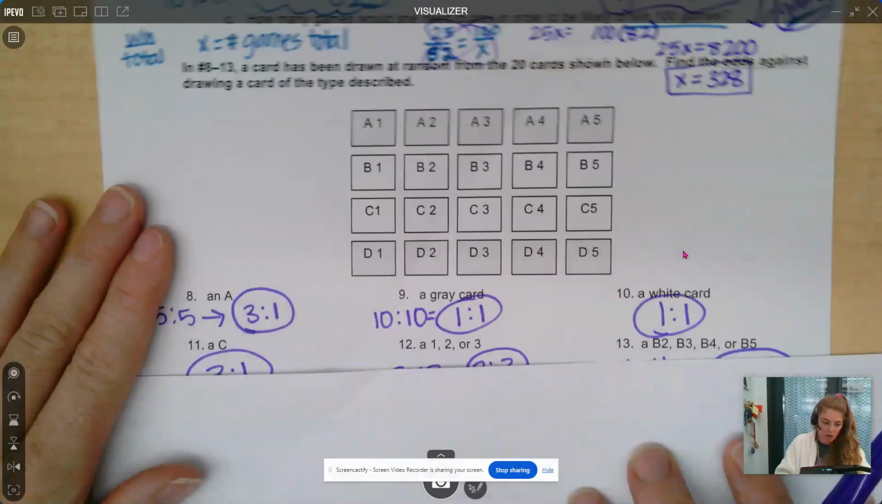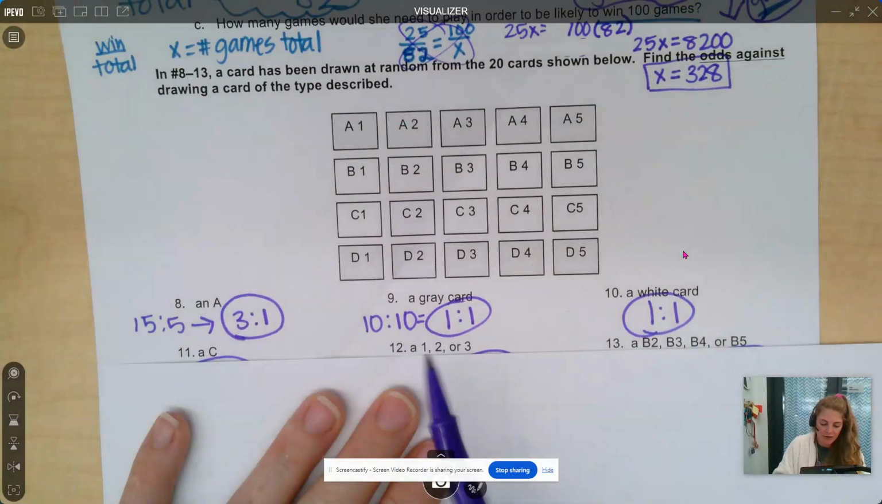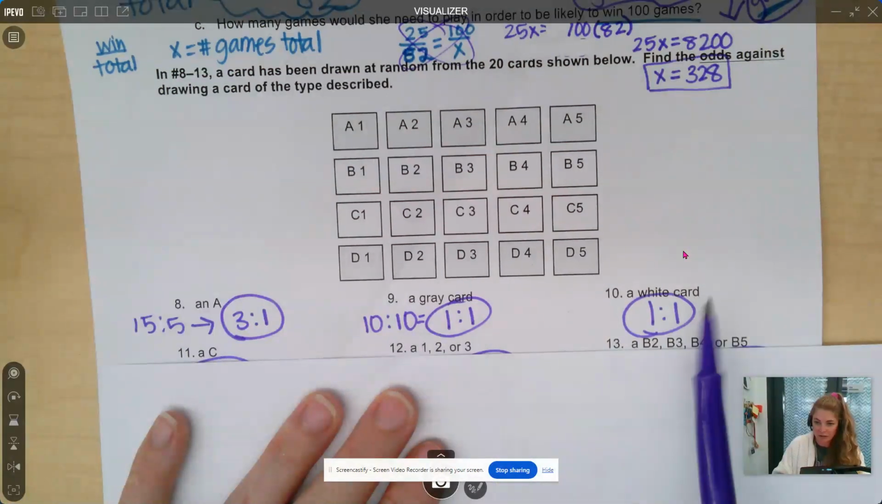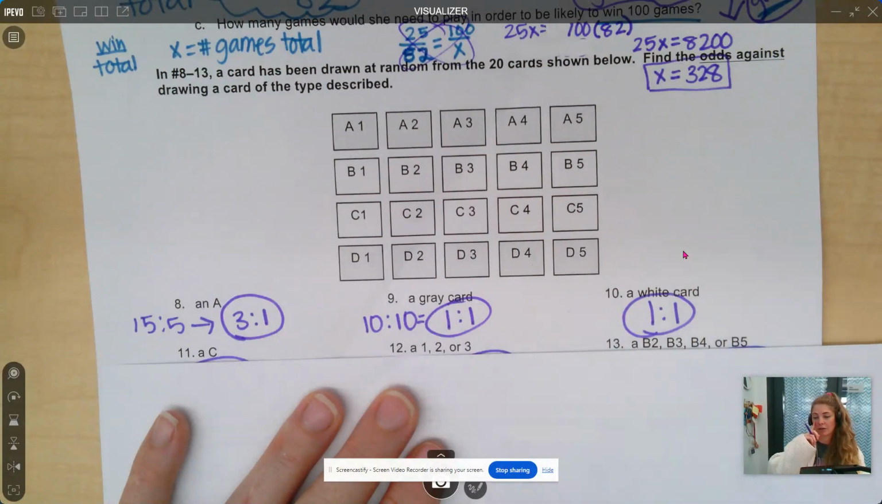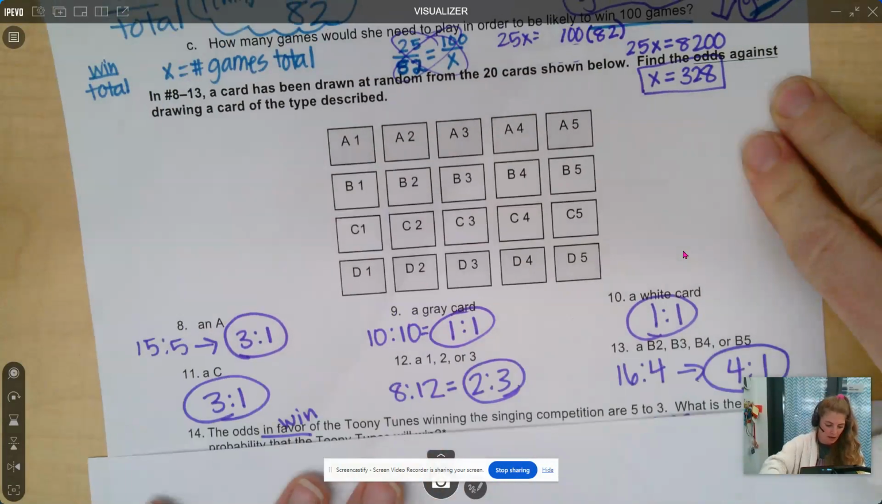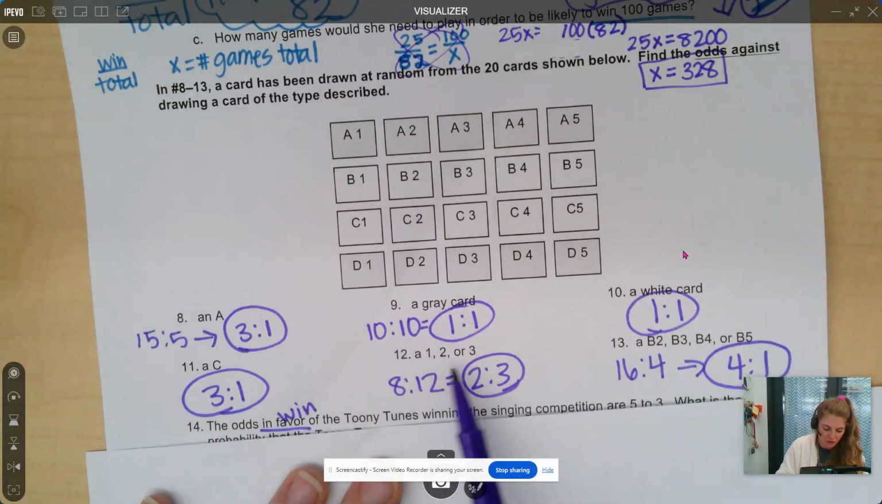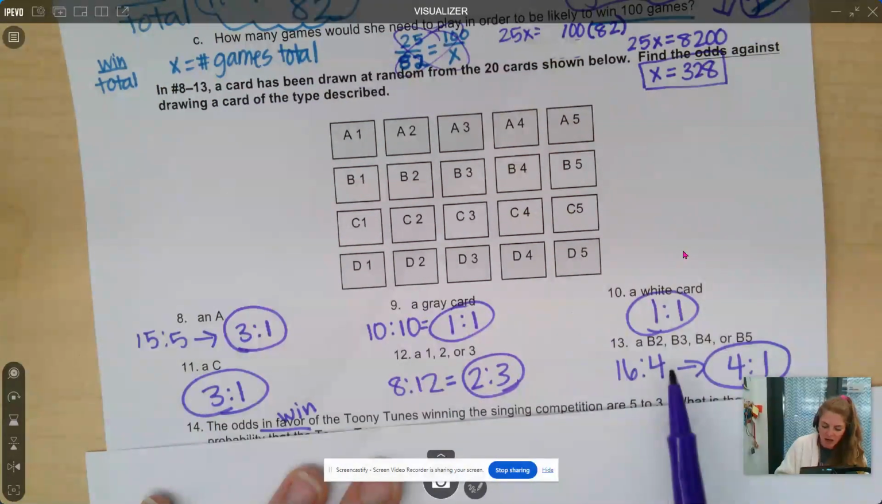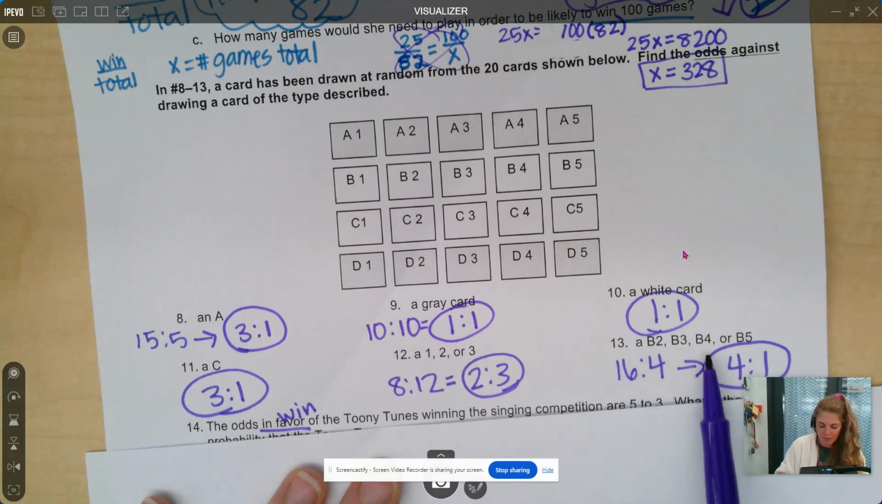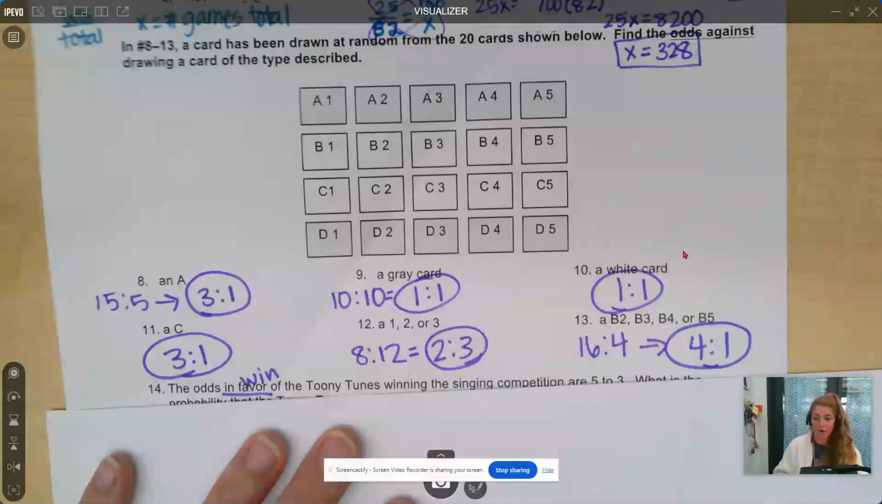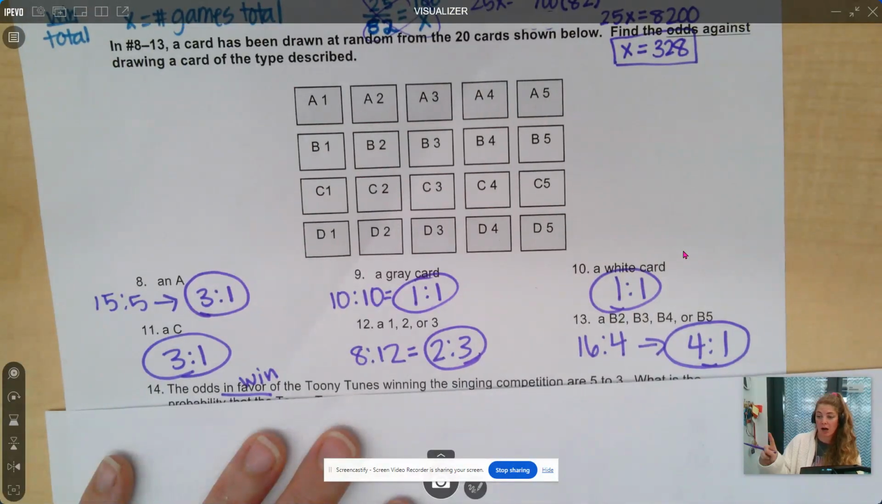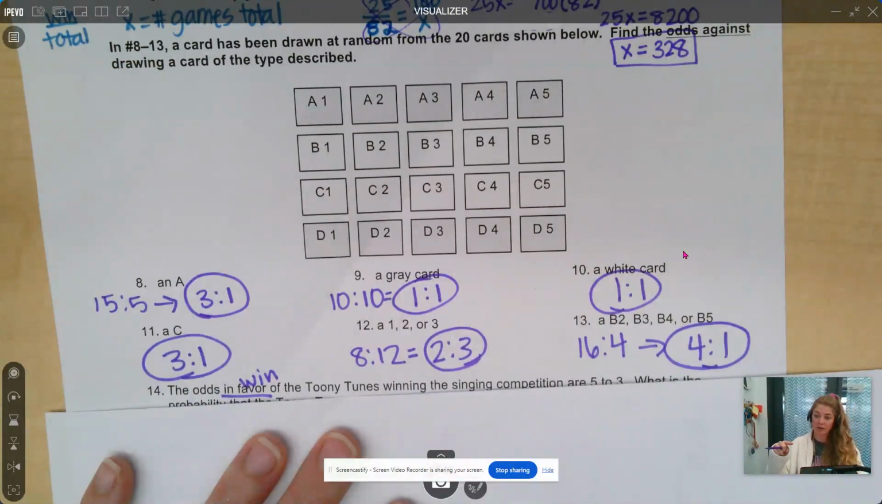Probability of a gray card simplifies to be 1-to-1. A white card then is also 1-to-1. A C, probability of not a C, 3-to-1. Probability of not 1, 2, or 3, 2-to-3. Probability of not B2, B3, B4, B5 reduces to 4-to-1. Please do not forget to reduce your ratios. Notice ratios do not have units. Unit rates have units. Ratios, no units.